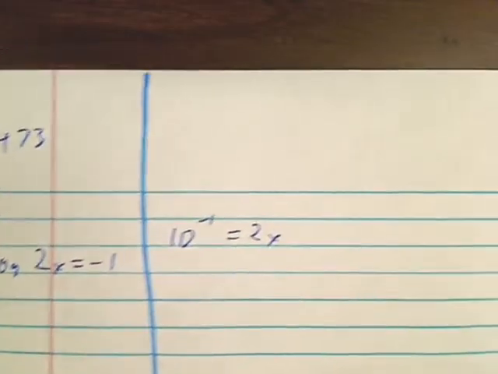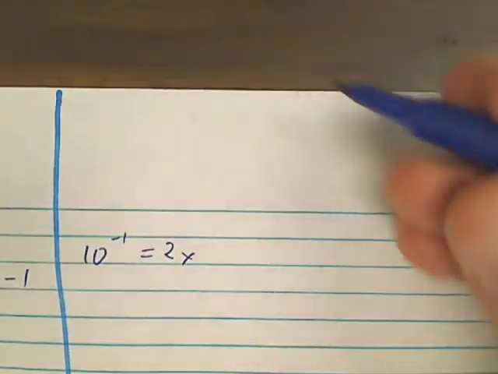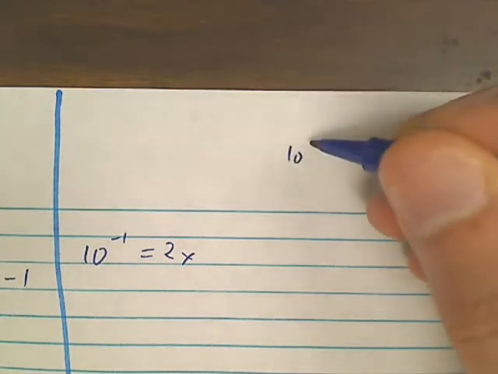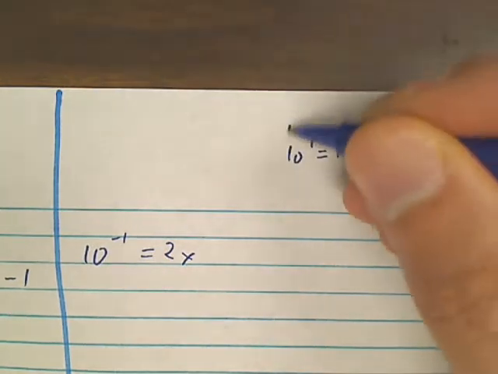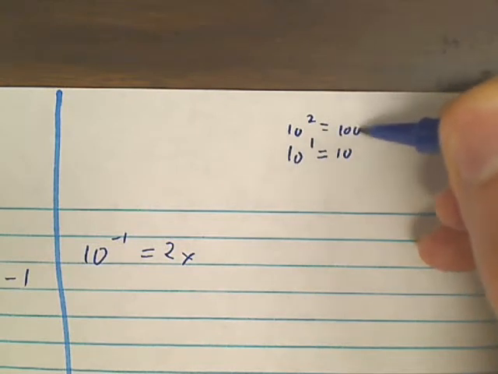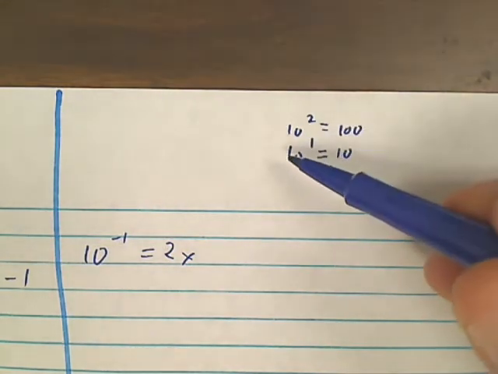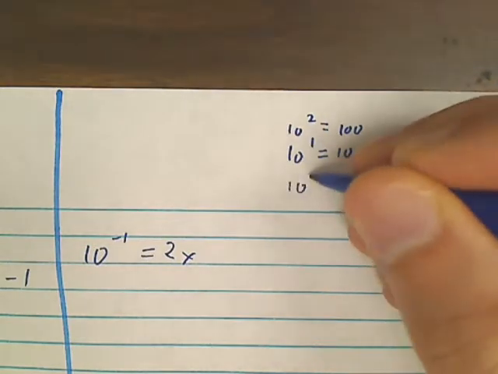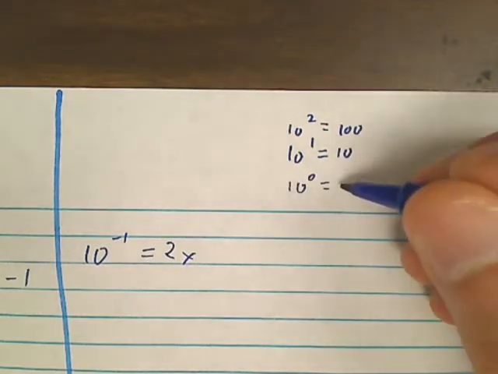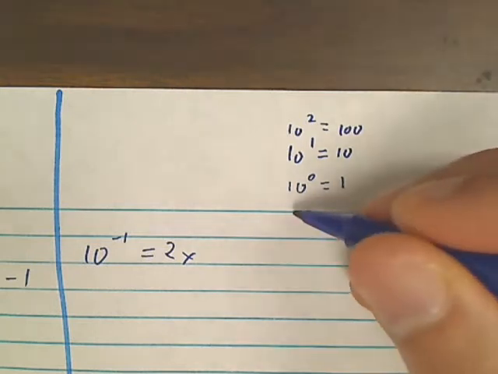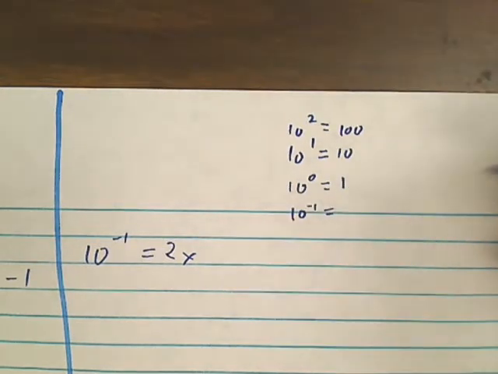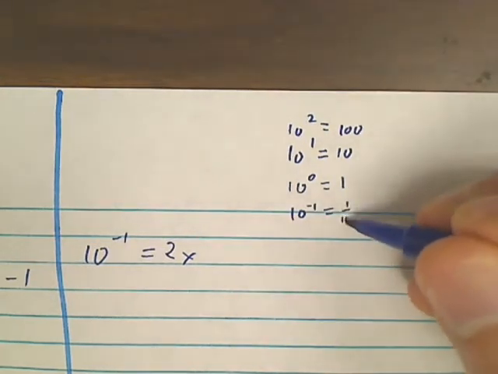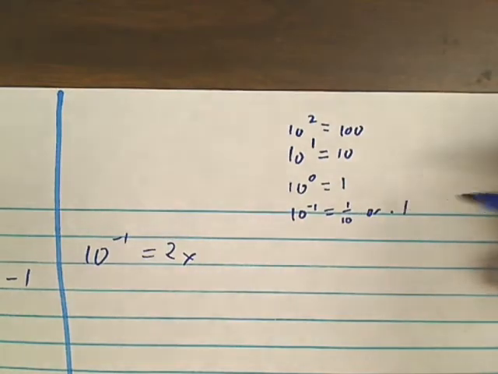Just as a handy, helpful thing, let's go ahead and end up here. 10 to the first power, well, that's just 10. 10 squared, that's 100. And bigger powers of 10 just give you that many zeros. Counting backwards, 10 to the 0 power, that's a 1 with 0 zeros. 10 to the -1 is 1/10, or 0.1.